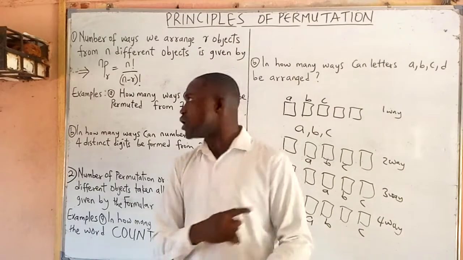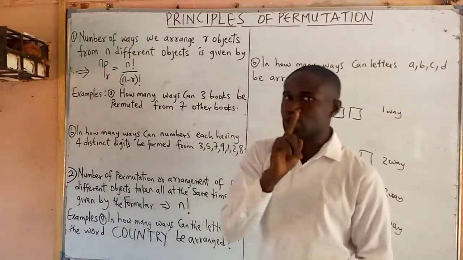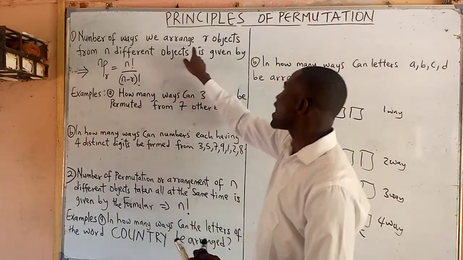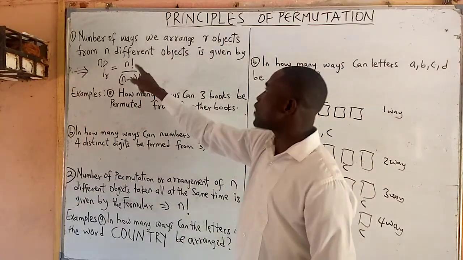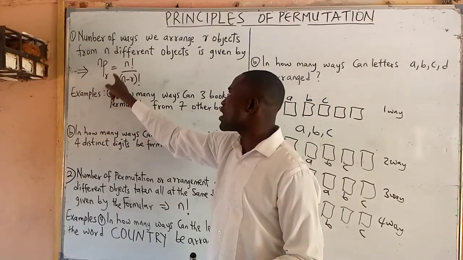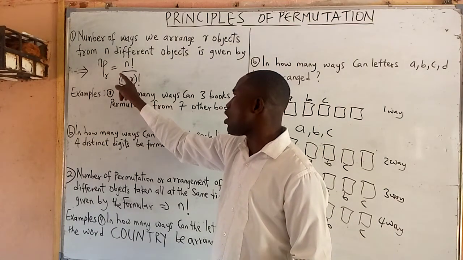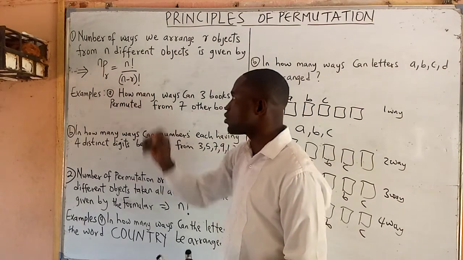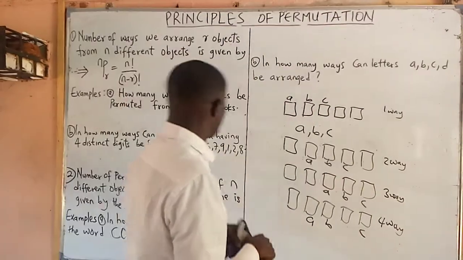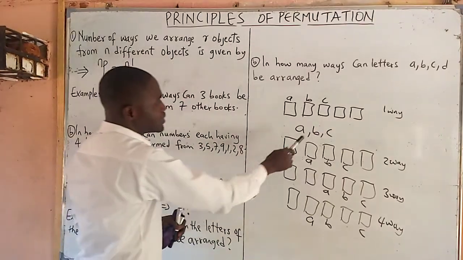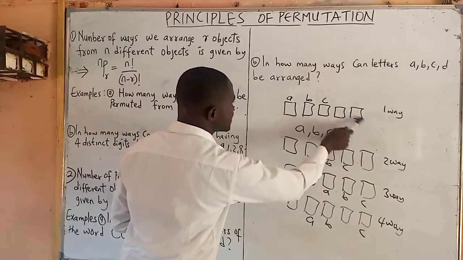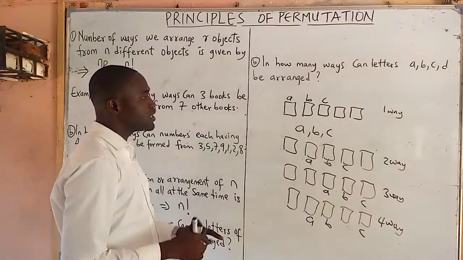Now let's see question number 1. The shortcut number 1, or principle number 1. They say the number of ways we can arrange r objects from n different objects is given by nPr equals n factorial all over n minus r factorial. This principle number 1 is applied to this: the number of ways we can arrange 3 persons in 5 different seats.